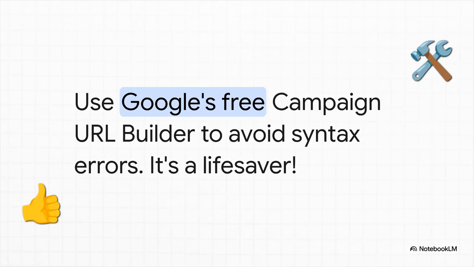Now, look, you could type all of this out by hand, but it is so easy to make a tiny little mistake. You forget an ampersand, you have a typo. To avoid all that headache, just use Google's free campaign URL builder. You just fill in the boxes for source, medium, and campaign, and poof, it generates a perfect error-free URL for you. Seriously, it's a lifesaver.